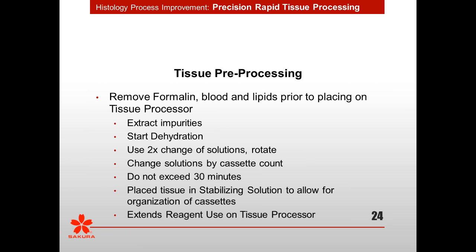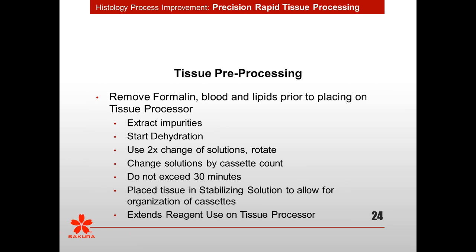I think that for this precision, you have to get down to changing your solutions by cassette count, and that also means by tissue type, because you just can't say I'm going to do this once a day, twice a day. You have to be more precise. You have to get down to cassette count. And you don't want to exceed 30 minutes, especially if you have this standardized small variation tissue. Why would you need more than 30 minutes to start this processing?